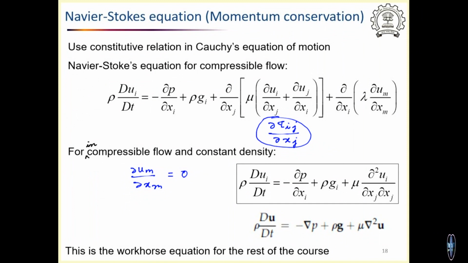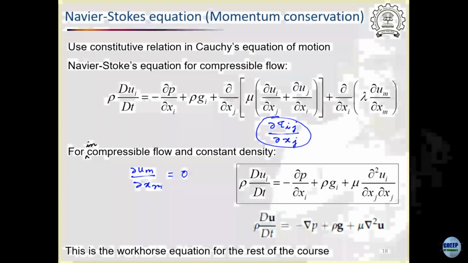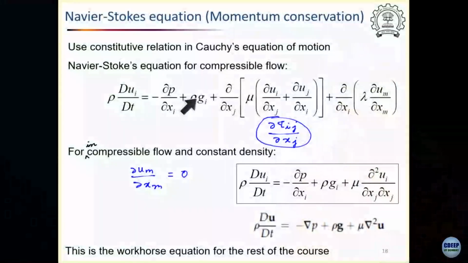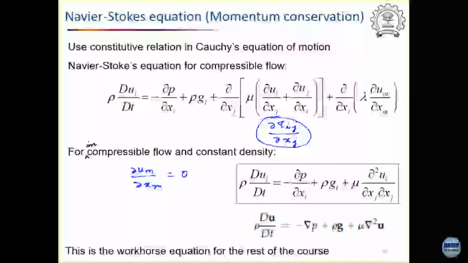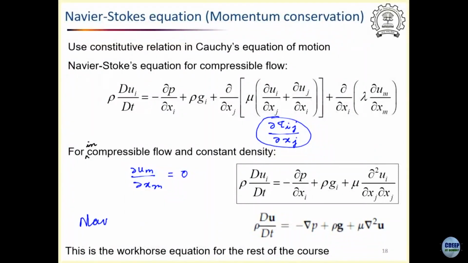Go back to the momentum conservation equation. Acceleration equals surface forces plus body forces. Acceleration is on the left hand side, rho g_i is the body force. This was the surface force term, and all this has now evolved into all these other terms. So this is the equation, and this equation is familiar to you. What is this equation? This is the Navier-Stokes equation.